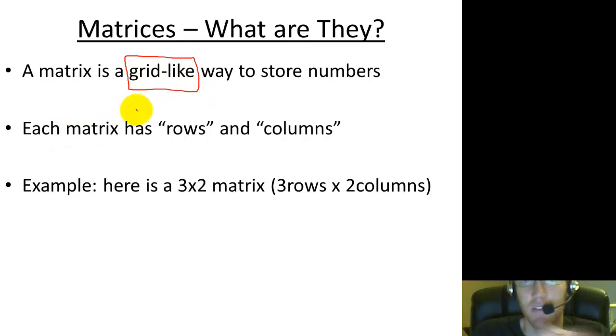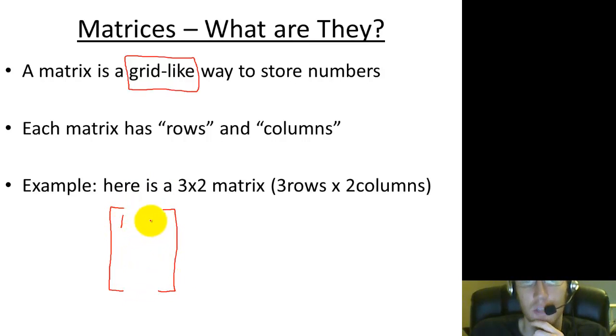And every matrix, if it's going to be a grid, has to have a certain number of rows and a certain number of columns. So you talk about matrices based on their size, which is the number of rows and columns. You might say, I had a 3 by 2 matrix. That means 3 rows by 2 columns. The rows come first, columns come second. So a 3 by 2 matrix would look something like this. Okay, so it's going to be 3 rows and 2 columns.